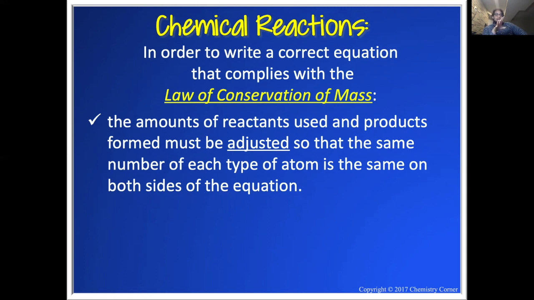So this checkpoint on the slideshow is telling us the amount of reactants used and products formed. Remember, the reactants are what you start with. They get used up in the reaction and then they form these product molecules. You have to fix both sides of your equation so that you have the same number of atoms of each element on both sides. That's crucial.